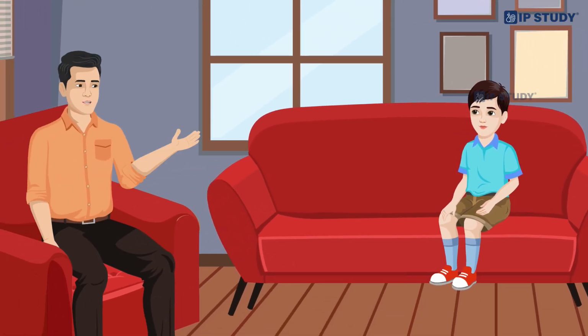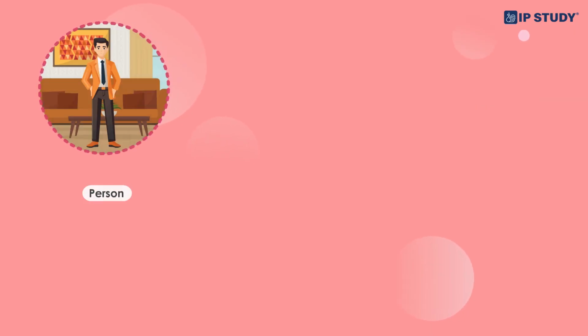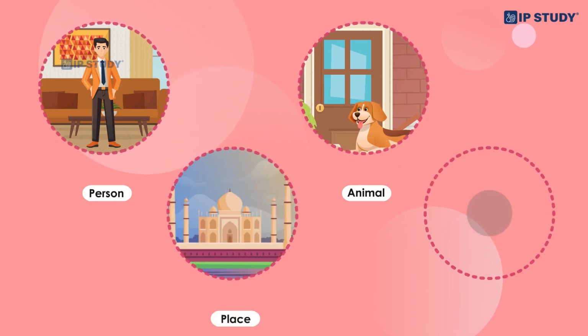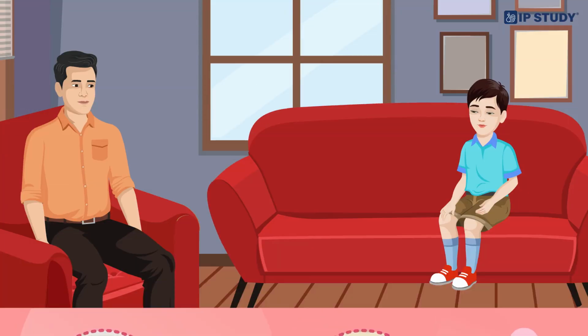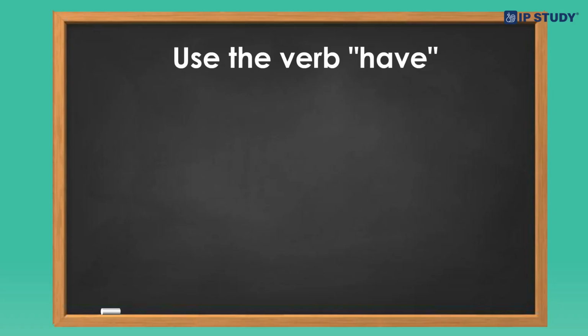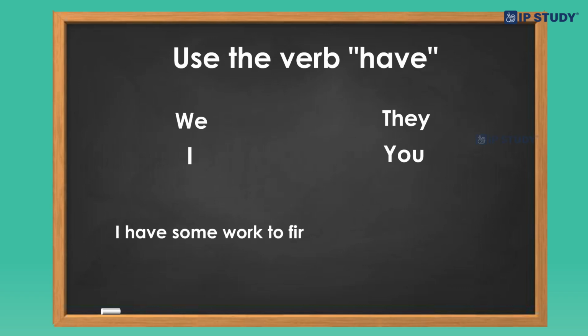We use the verb has to talk about one person, animal, place, or thing. We use has with singular subjects like he, she, and it. What about have? We use have with plural nouns and also with I and you. For example, I have some work to finish today.